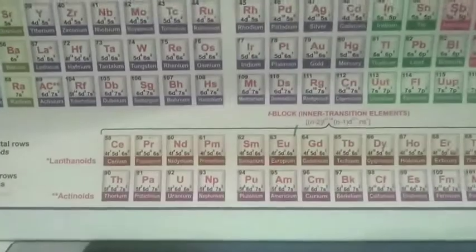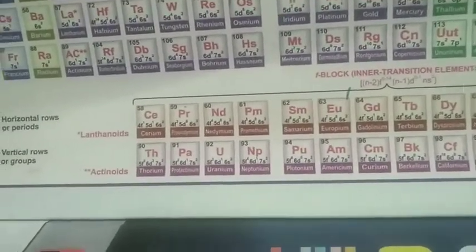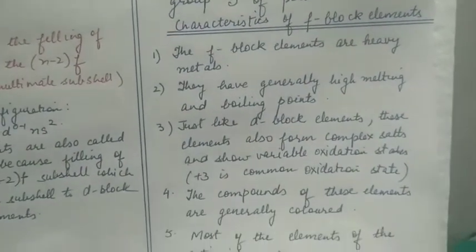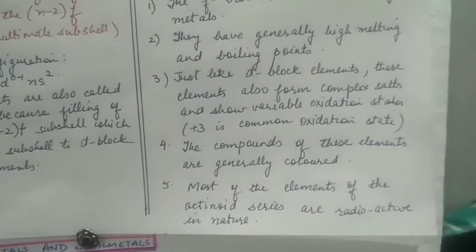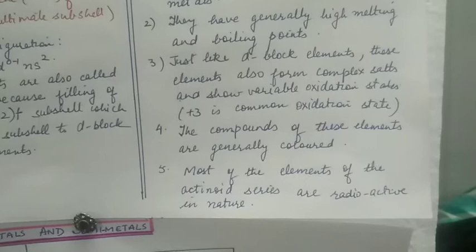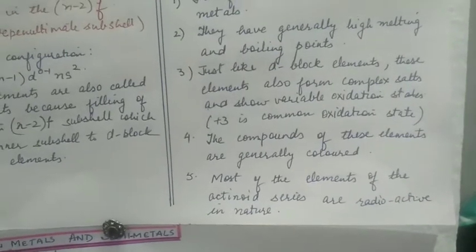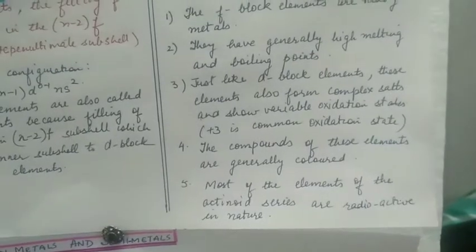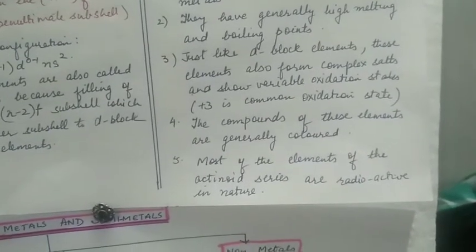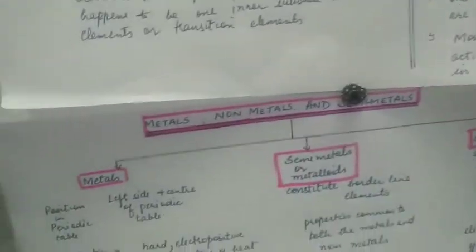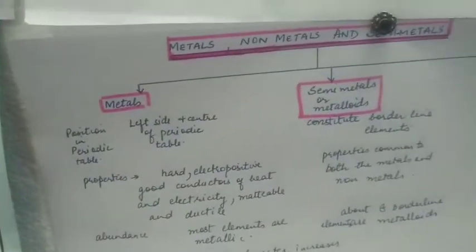Characteristics of f block elements. The f block elements are heavy metals. They have generally high melting and boiling points. Just like d block elements, these elements also form complex salts and show variable oxidation states. +3 is the common oxidation state. Compounds of these elements are generally colored, and most of the elements of the actinoid series are radioactive in nature.